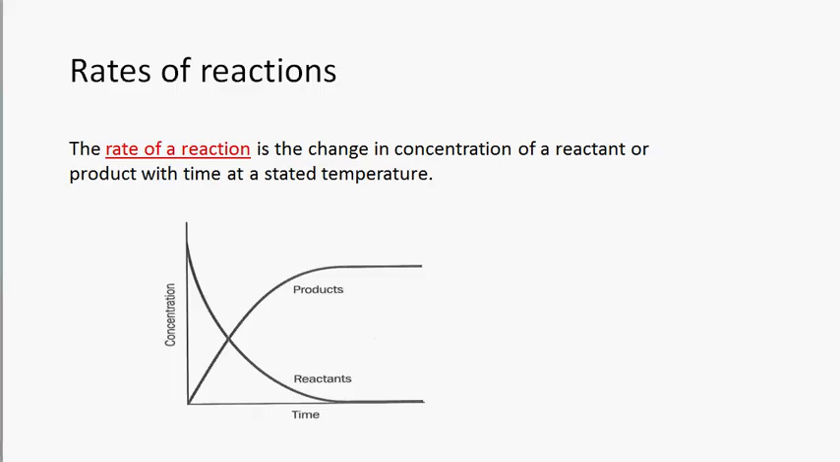Now, first thing we need to be able to do is to explain what is meant by the term rate of reaction. Now, the rate of reaction is a change in concentration of a reactant or product with time at a stated temperature. Many students get confused with its definition. The rate of a reaction is not the time taken for a reaction to take place. It is simply the change in concentration of a reactant or product with time at a stated temperature.